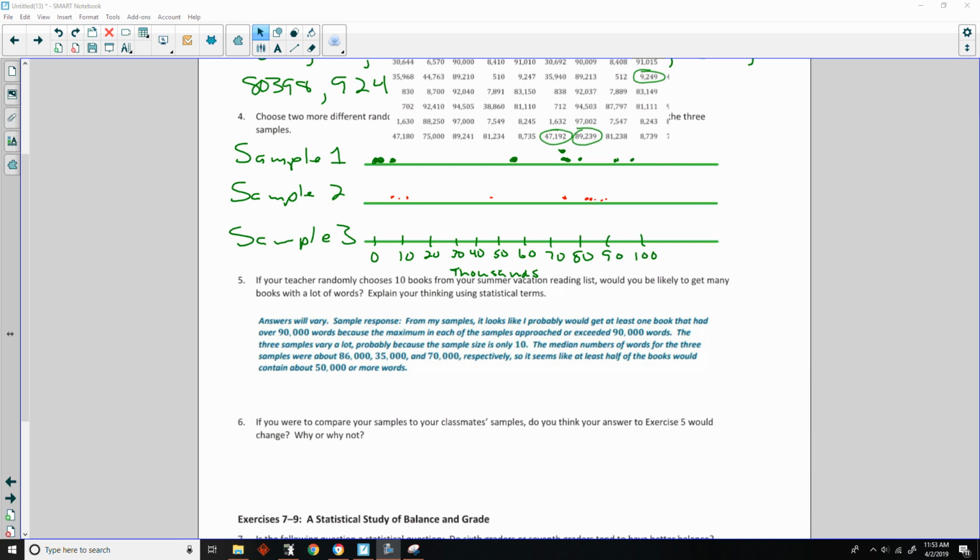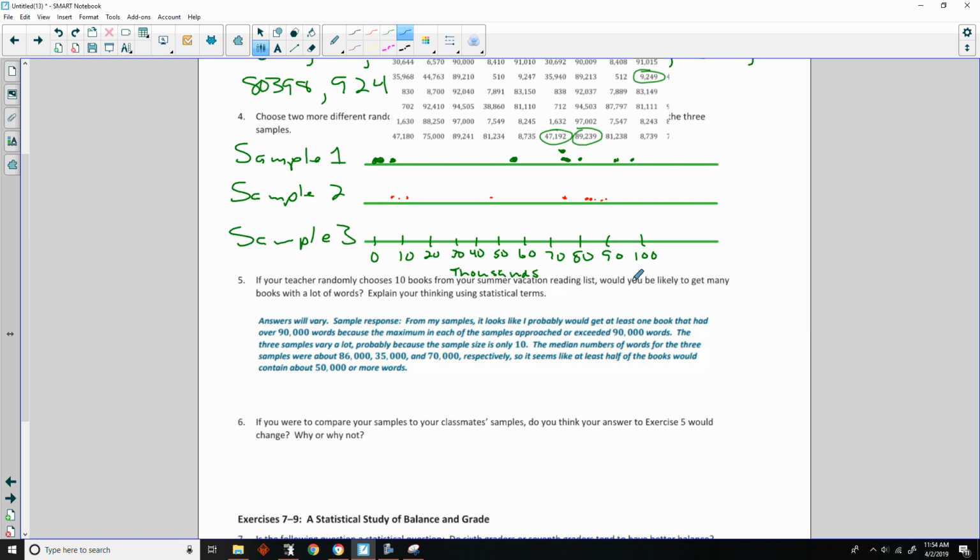The 3 samples vary a lot, probably because the sample size is only 10. The median number of words for the 3 samples were these values respectively. So it seems like at least half of the books would contain about 50,000 words or more. That'd be based on someone's data where they had these values. So you'd want to mention those types of things in your sample. So you would want to say what you would estimate would be the number.